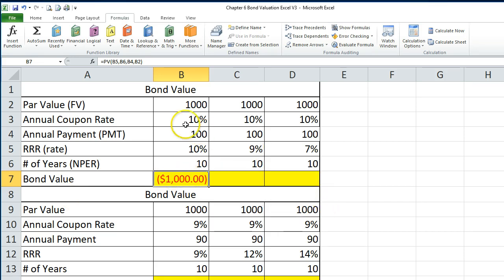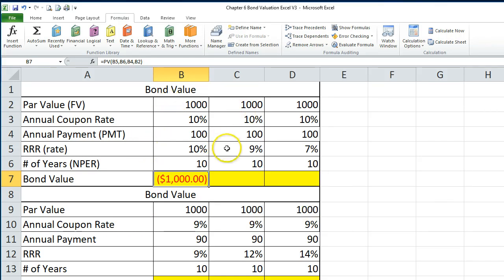Well, if the coupon rate is 10% and the required rate of return is 10%, they basically nullify each other. So the 10% you make versus the 10% it depreciates every year is going to nullify each other. So we would expect the bond value to be equal to future value if the coupon rate and the required rate of return are equal.